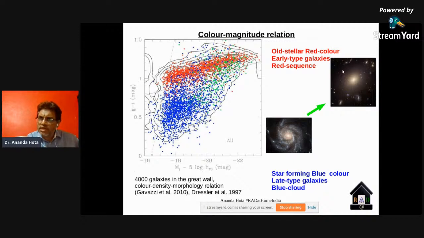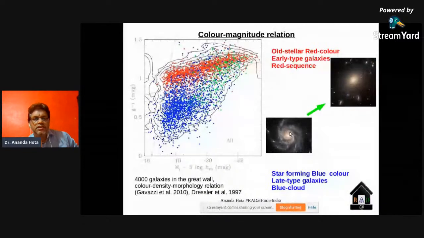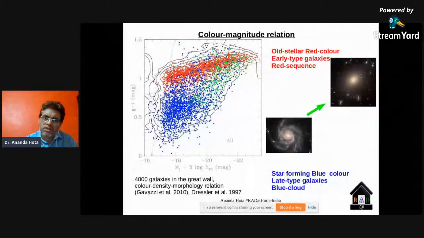Here, most of the galaxies are elliptical. Here, most of the galaxies are spiral. When they are currently forming stars, O and B type stars, they will be looking blue. So that is the point, that most of the galaxies in our universe are falling either into this blue cloud category or into the red sequence category. Very few fall in the middle.